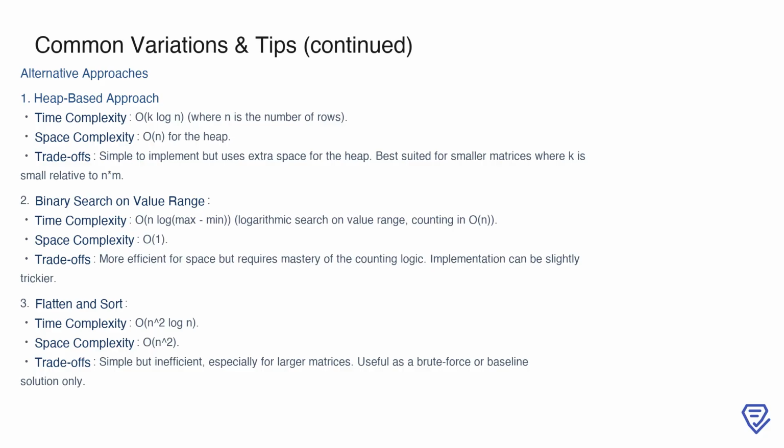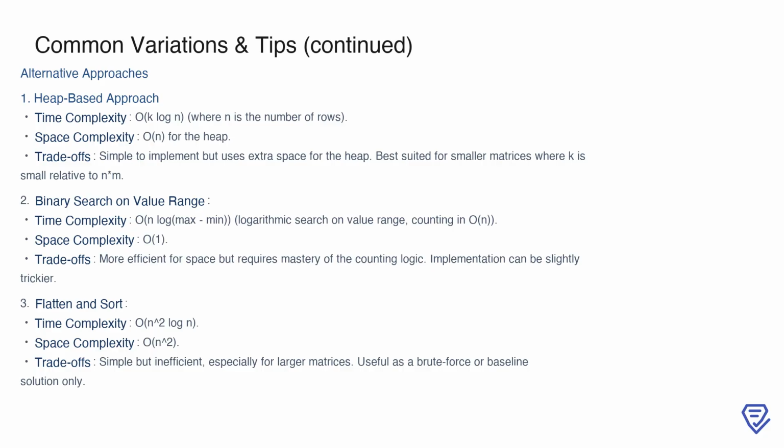Another option is binary search on the value range, which is more efficient in terms of space, with a complexity of O(1). Its time complexity is O(n log(max - min)), where the logarithmic factor comes from searching the range of values and the linear factor from counting elements in the matrix. While it's memory efficient, this approach requires a solid understanding of the counting logic, which can make the implementation slightly trickier.